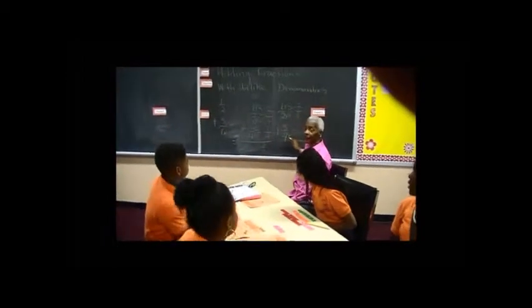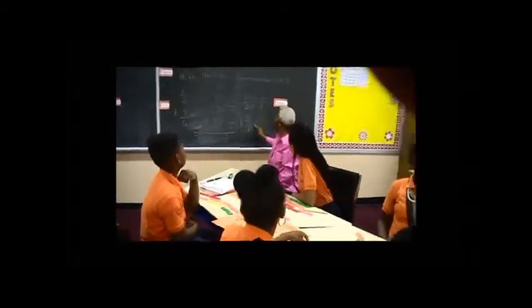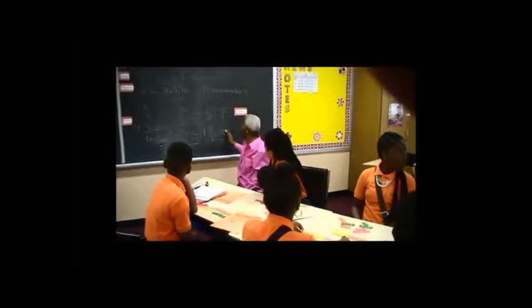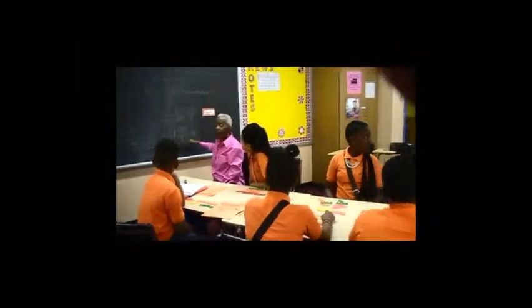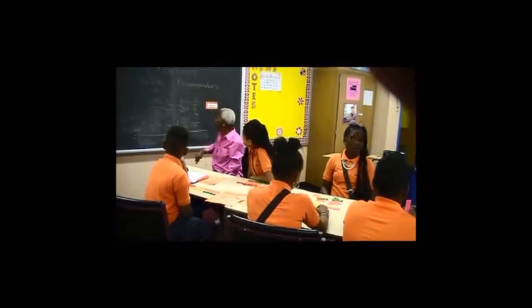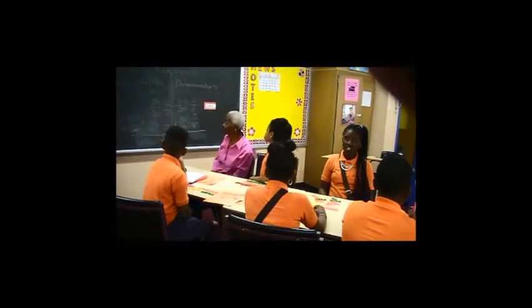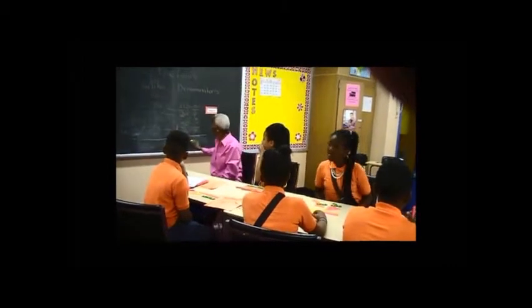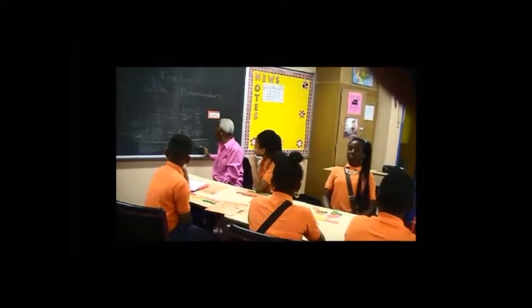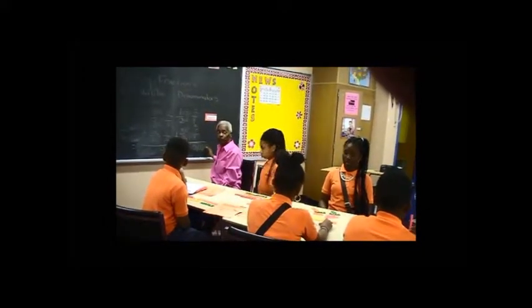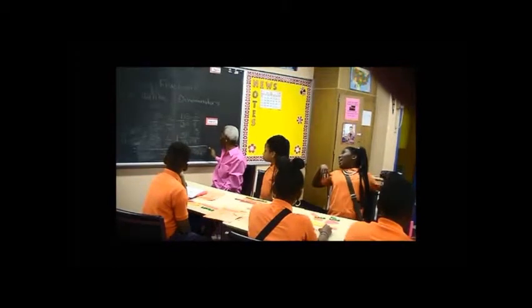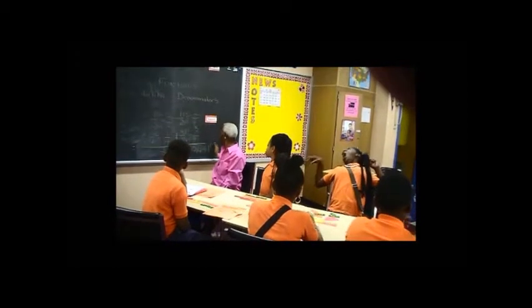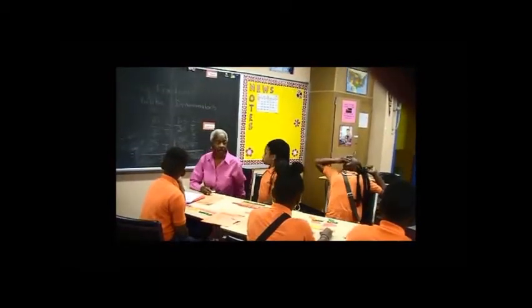What do I do here? 4 times 1 equals 4. 3 times 1 equals 3. Very good. Let's add them together. What do we have? 5 fourths. 5 fourths equals what? So how many did you have?